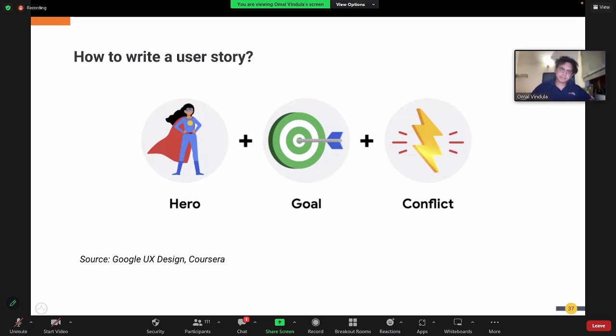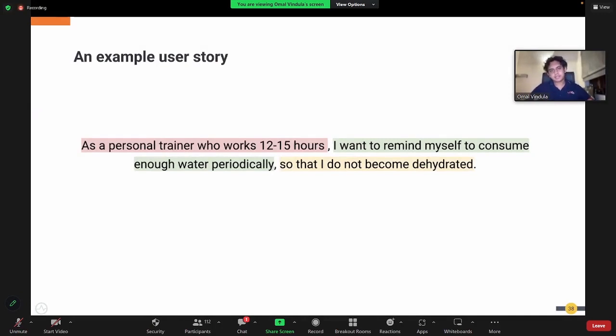But this should be one line, right? So let's take an example. We'll take Michael's problem. Michael is a personal trainer, so we can write a user story like that. As a personal trainer who works 12 to 15 hours, now that is the hero, right? And I want to remind myself to consume enough water periodically. That is the goal, right? So now we have the hero and the goal, and the conflict is, so that I do not become dehydrated, right? So you too can develop user stories like that.